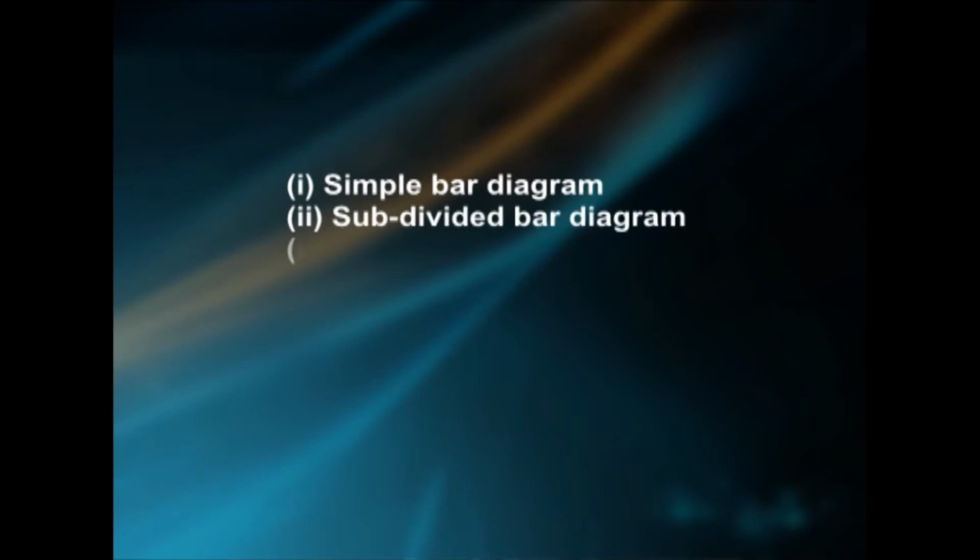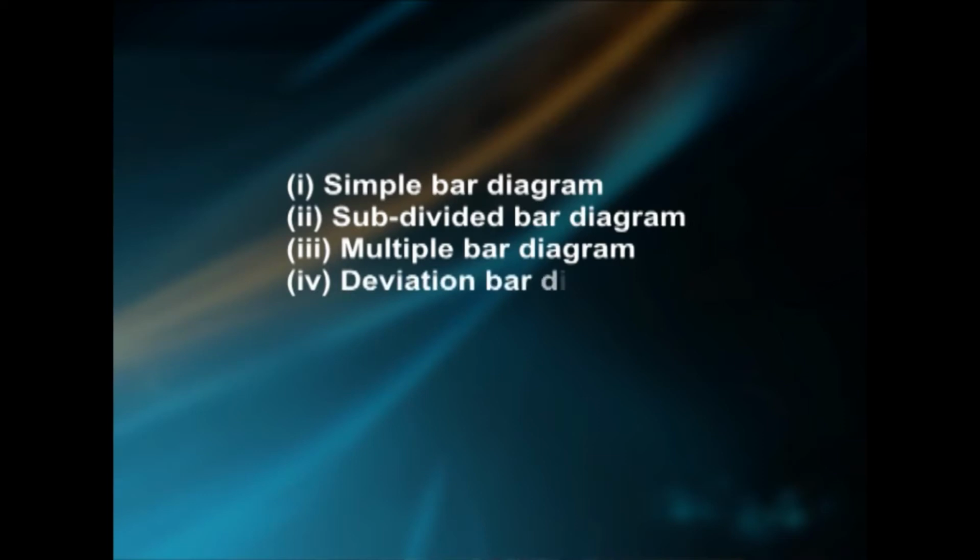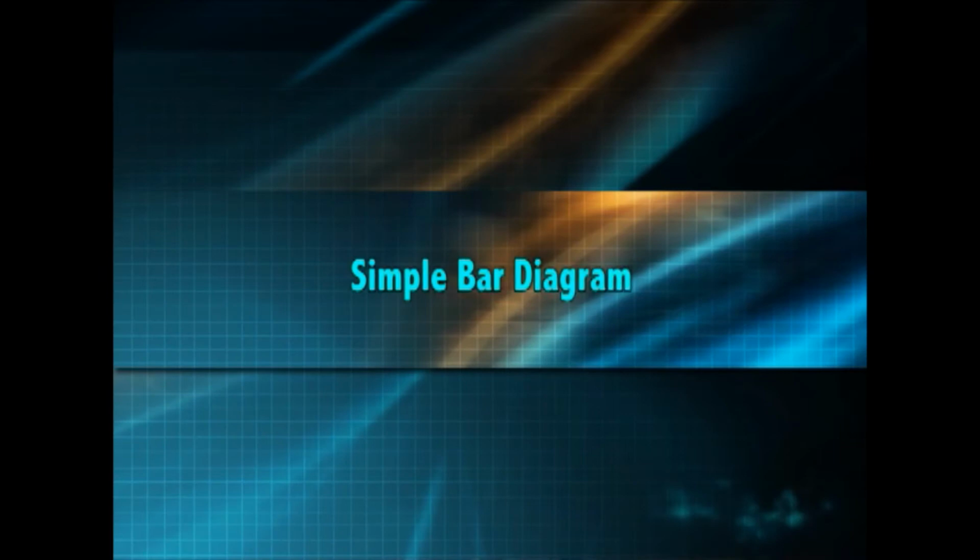Various types of bar diagram include: 1. Symbol bar diagram, 2. Subdivided bar diagram, 3. Multiple bar diagram, 4. Deviation bar diagram, 5. Percentage bar diagram.